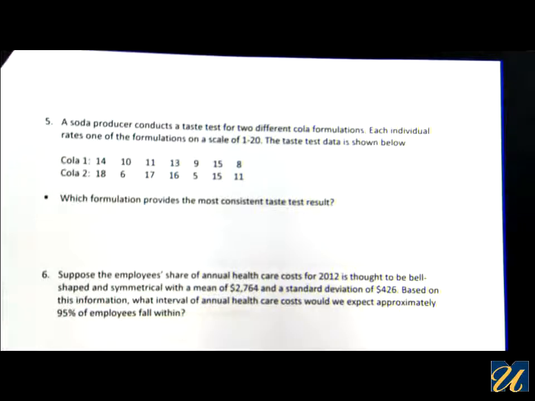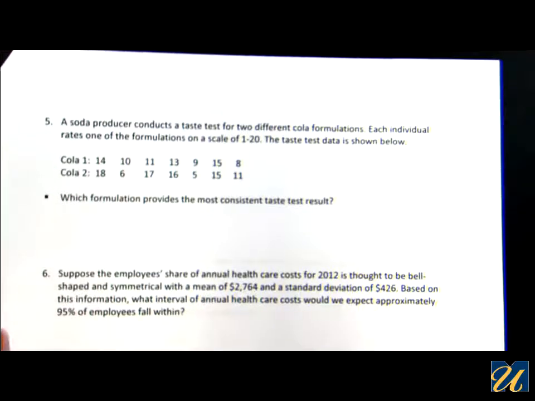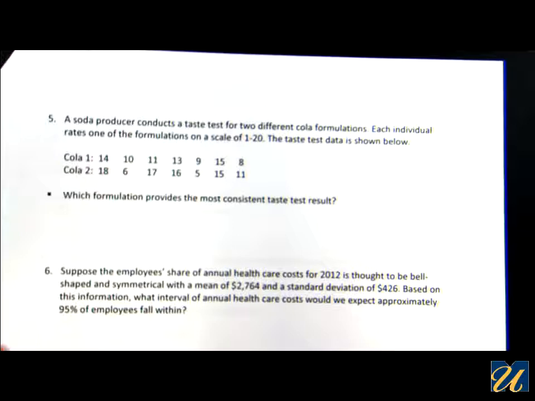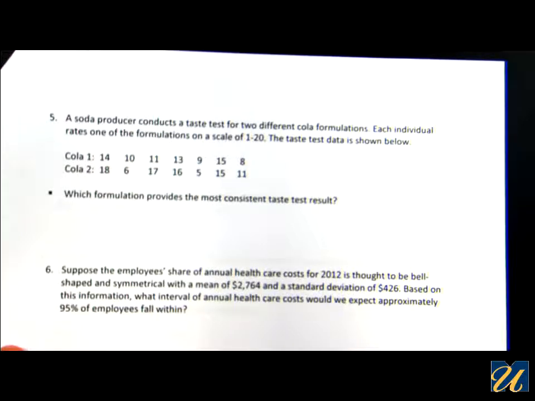Now, a soda producer conducts a taste test for 2 different cola formulations. Each individual rates one of the formulations on a scale of 1 to 20. The taste test data is shown below. So this is what we have. Which formulation provides the most consistent taste test result? So let's see what we have here.